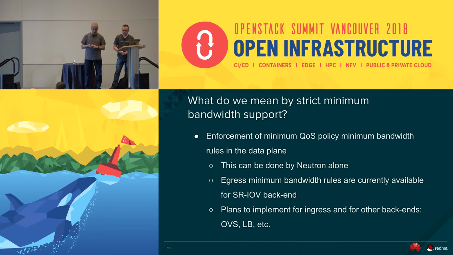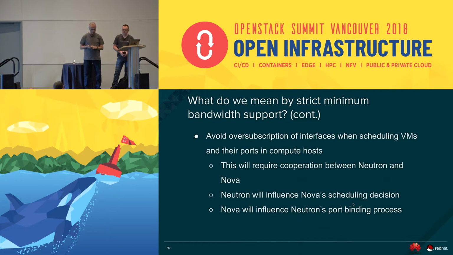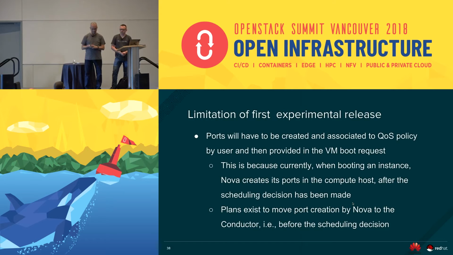For the time being, we are working with egress minimum bandwidth rules in SR-IOV, and we have plans to add other backends as time passes. For the time being, we are going to release this feature during Rocky as an experimental feature, and we are really looking into getting feedback from the community on how useful this is. So as I said, we need to cooperate. We need Neutron and Nova talking to each other to make sure that this actually happens.